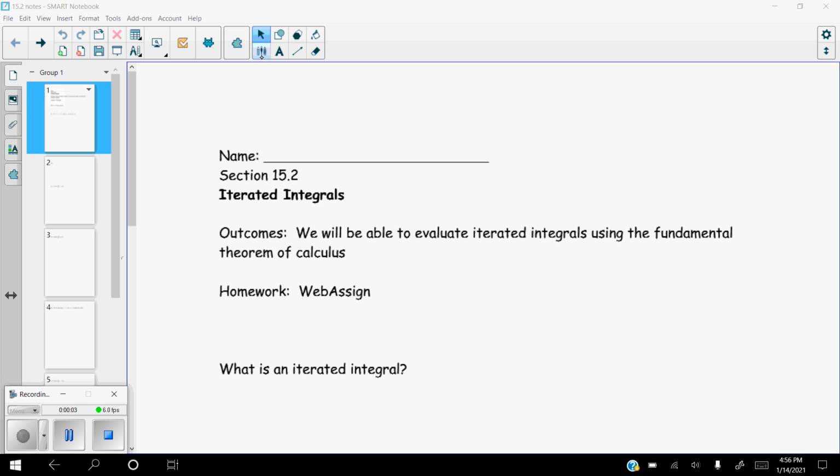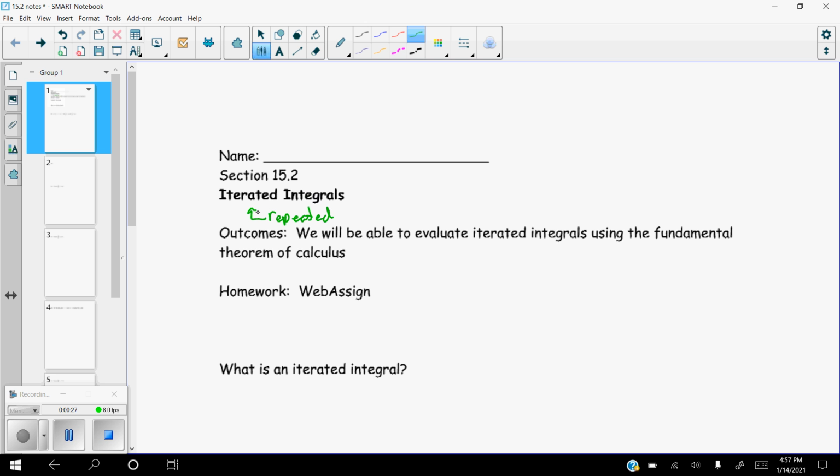All right, this is section 15.2, iterated integrals. Iterated integrals is just a really fancy name for repeated integrals. More than one. All right, so we're going to be able to evaluate iterated integrals using the fundamental theorem of calculus.